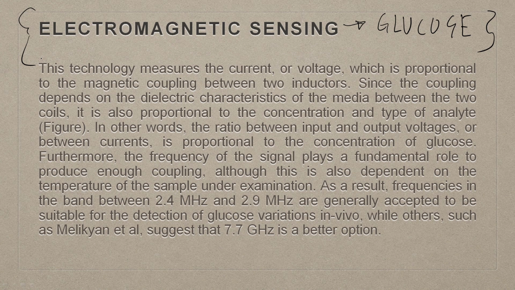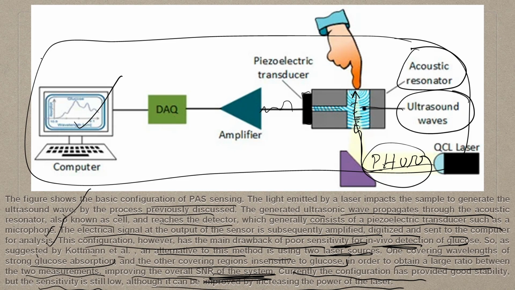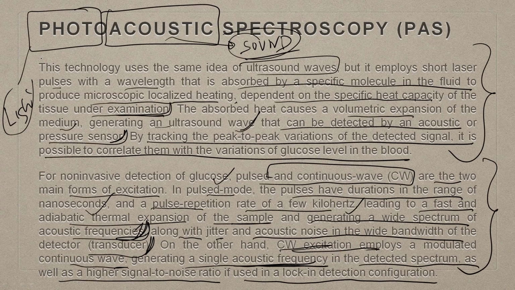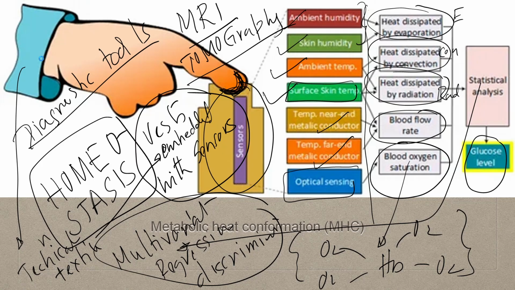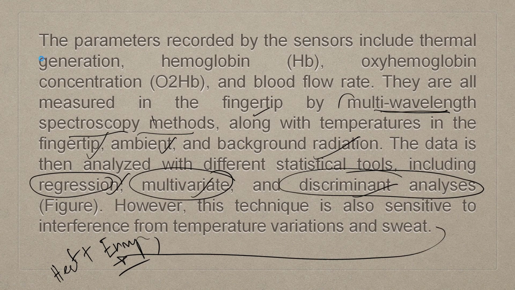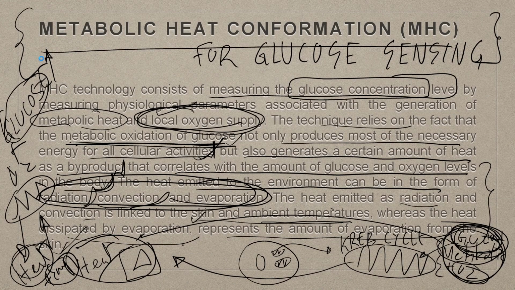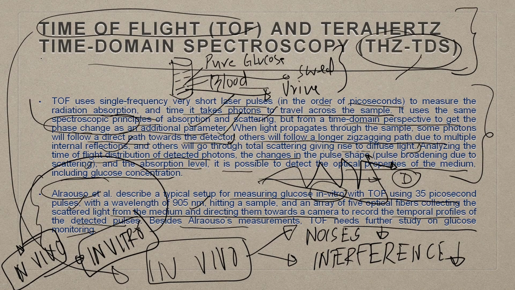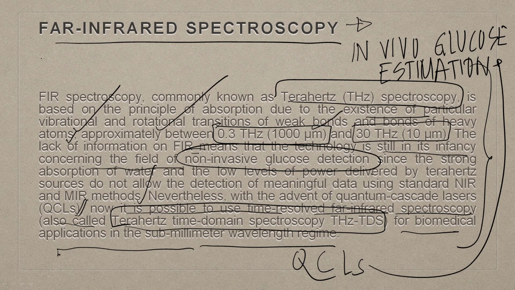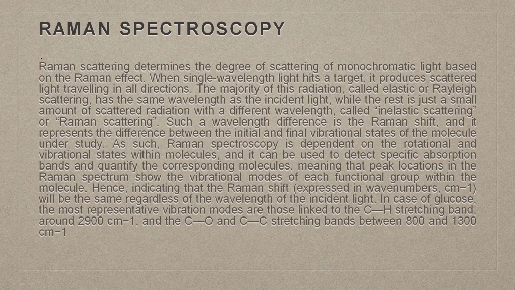If you go back, so this is what we talked about, the photoacoustics, where you are using two different kinds of radiations or two different kinds of waves, and then the use of QCL lasers, and then we talked about how we handle the parameters, then metabolic heat conformation, and prior to that we talked about thermal emission spectroscopy, time of flight and terahertz domain spectroscopy, and prior to that we talked about the far infrared spectroscopy, and before that, of course, in the last week we talked about the Raman spectra, right.